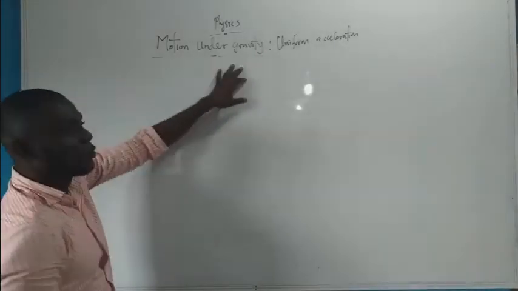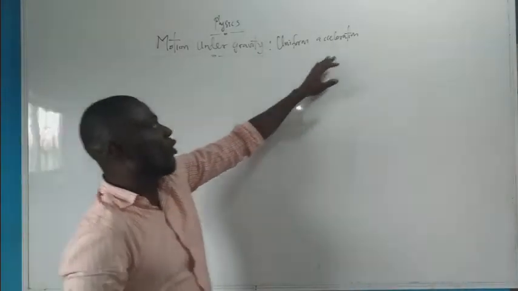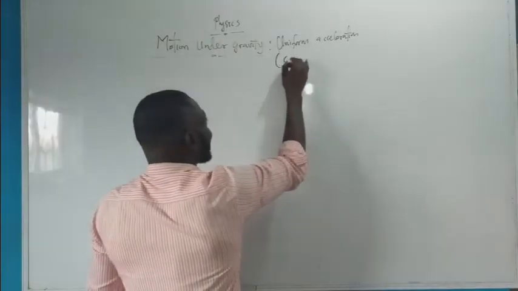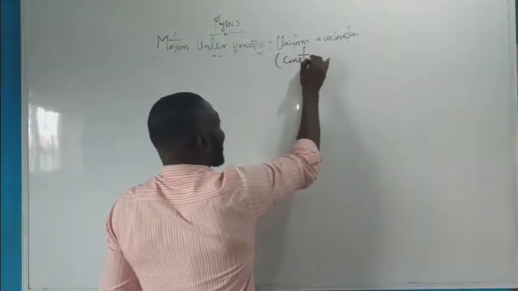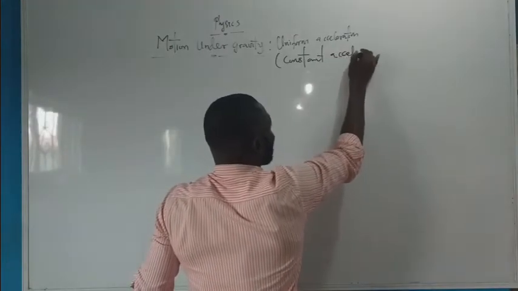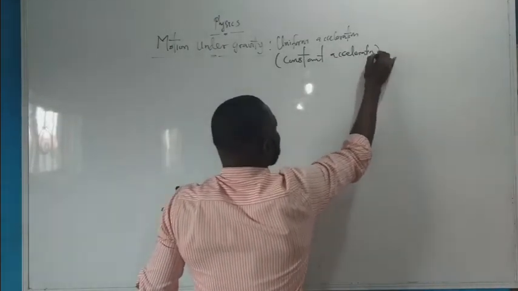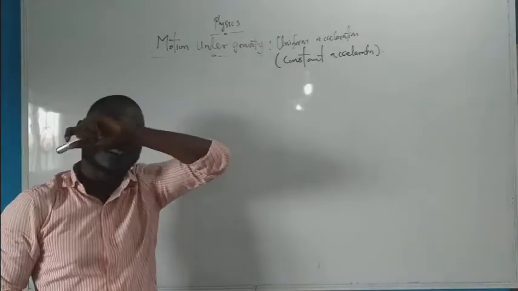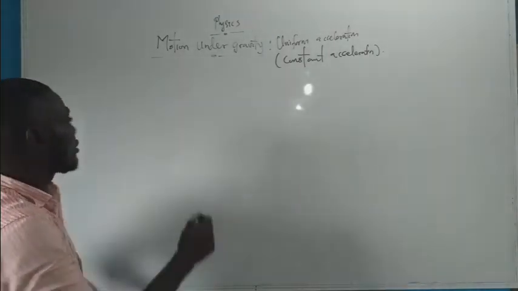We'll be looking at motion under gravity, or uniform acceleration, meaning constant acceleration. Okay, motion under gravity, meaning uniform acceleration or constant acceleration.